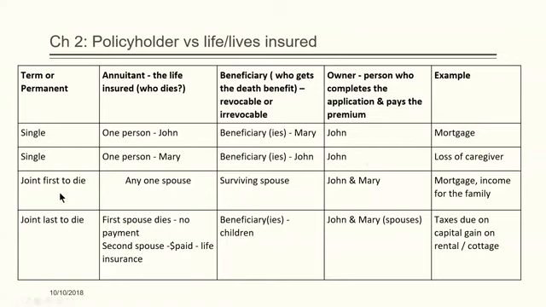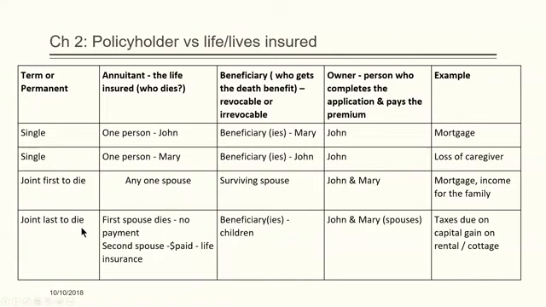Joint, there's two types of joint. There's joint first to die and joint last to die. Joint first to die is obviously going to be, the owners are going to be both John and Mary. They both do the application, they pay the premium, whoever. And if any one of the two spouses dies, the surviving spouse gets the money. And this again can be for the mortgage, for income for the family, other purposes. So that is how the first to die is: when one spouse dies, the payment goes out.